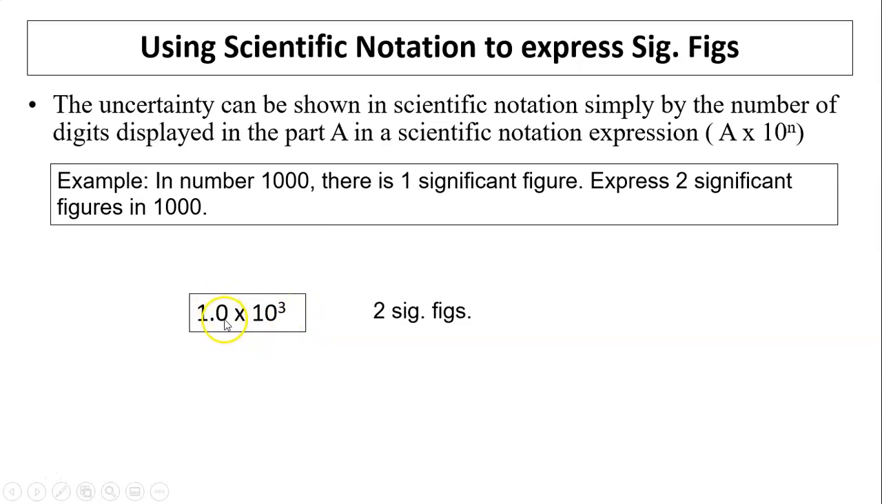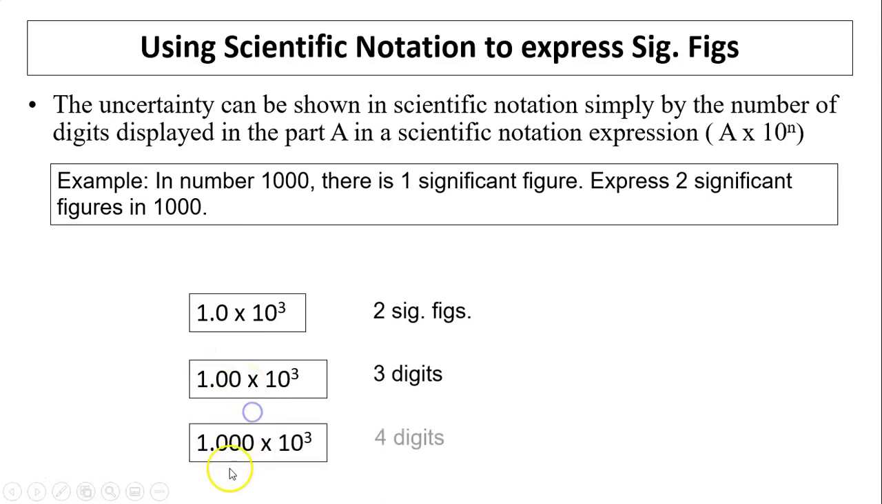Remember, an ending zero is significant when there is a decimal point. This number tells us there are 2 significant figures. How do I express this with 3 significant figures? I simply put 1.00. For 4 it is 1.000. Okay, that's 4 significant figures.